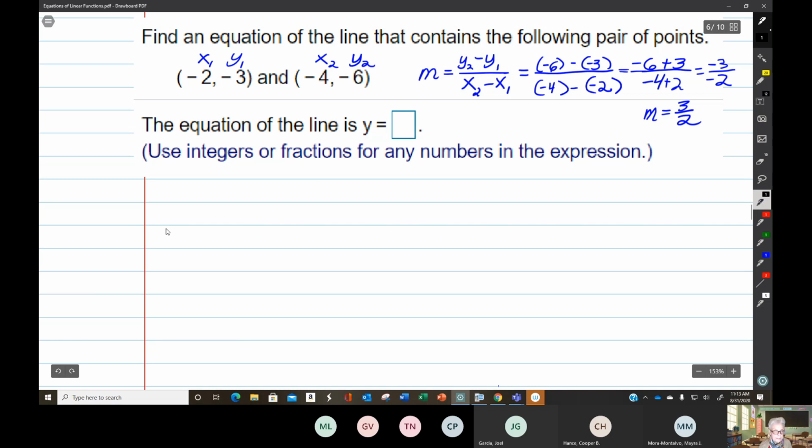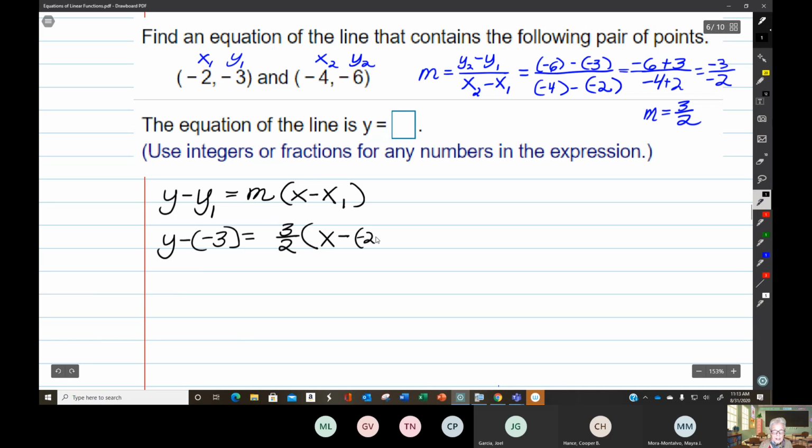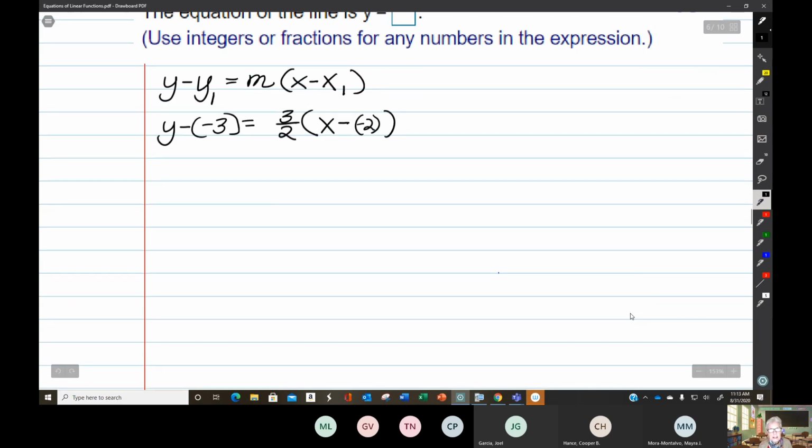Okay, now I'll move to black. Come down here, y minus y1 equals m times x minus x1. So I might as well use x1, y1. They're all negative. So y minus -3 equals 3 over 2 times x minus -2. And the first thing I need to do, no skipping steps when it comes to changing signs. I'm going to go back to blue for a minute. Negative times negative is positive, and negative times negative is positive. So you're going to have a sign change here.